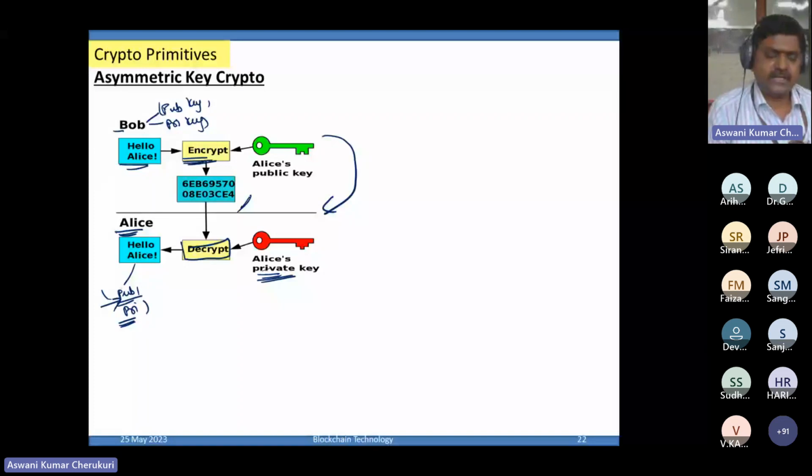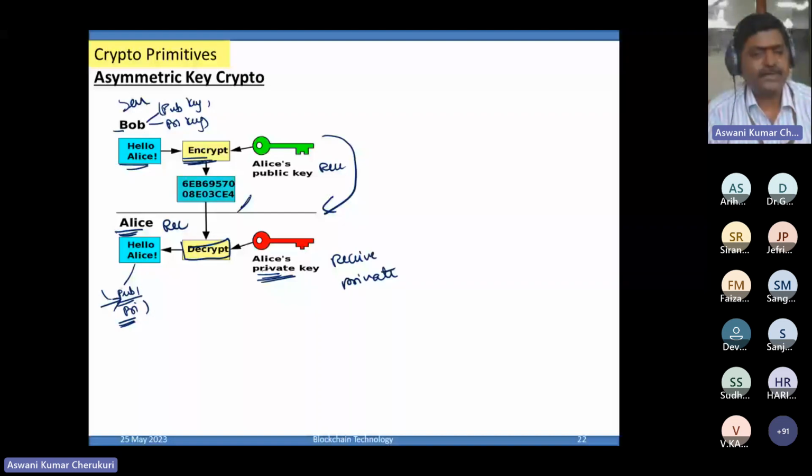So this is the public key technology. If you have understood, fine. If you have not understood, that's okay, don't worry. But the point is that you need to understand it is called asymmetric key cryptography, wherein we use two keys. Remember, Bob is the sender, Alice is the receiver. Encryption happens with the receiver's public key, and decryption happens with the receiver's private key. Just remember this concept. It is asymmetric key cryptography, and this is another key concept behind your blockchain.